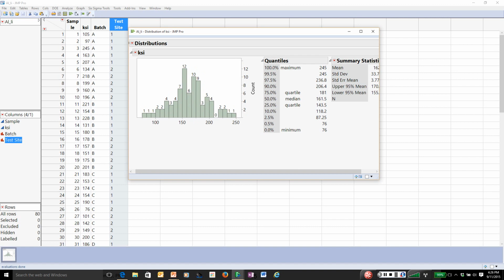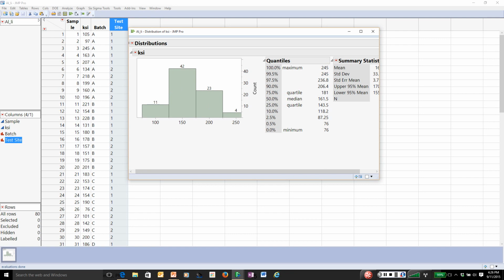So I bring the tool down, and we're getting wider and wider bins. Here's where JMP used as a default 7. It appears to be a good number. Notice it gives us a clear picture of the distribution. And if I keep going, now clearly my bins are too wide and I really have little or no information.